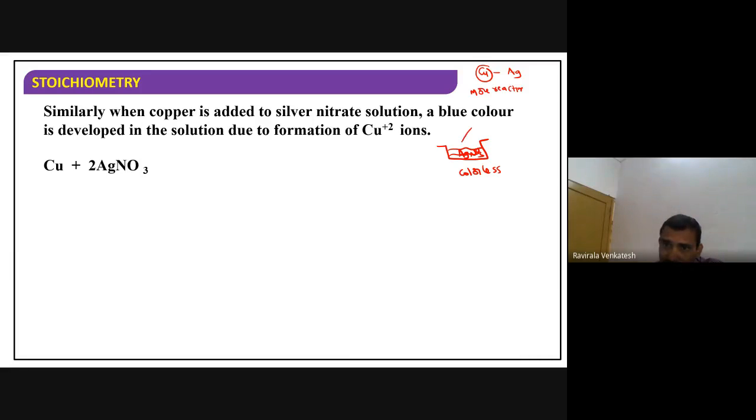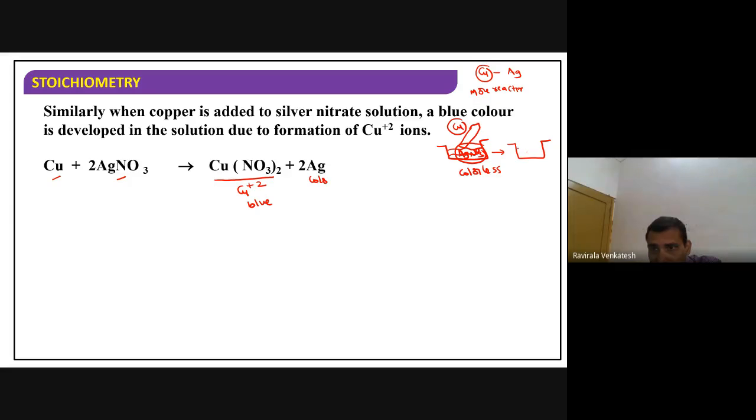Now you are keeping a copper rod into this. After this, what is happening here? You observe the chemical reaction. Copper reacting with AgNO3. What we got here? Copper nitrate, nothing but Cu2+. Now what is the color of the Cu2+? Blue. It is a blue color. Now this one will be colorless here.